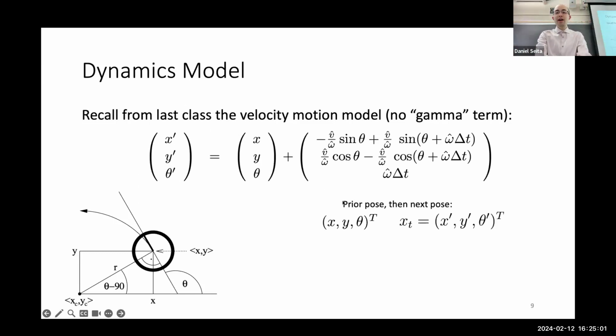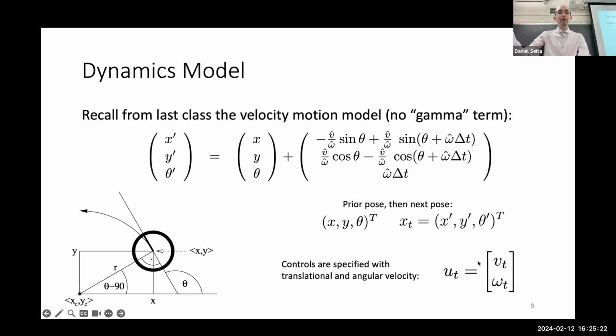So you have the prior pose, then the next pose. Again, if you're comfortable with the t being here, then you can put it there, but just understand that it does not refer to the x coordinate of the robot, but the full state. And the controls are specified as u_t, with two numbers that specify translational and angular velocity.